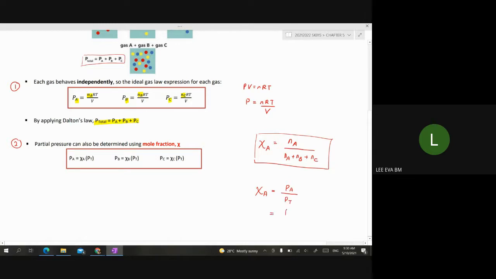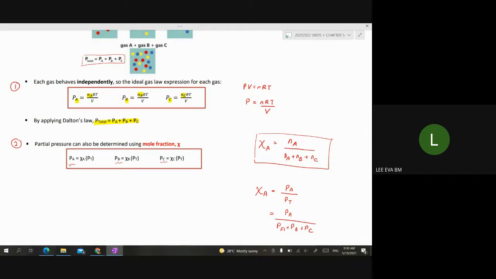And in this case, if you know already, how many gases do you have inside it? PA plus PB plus PC, which is the total pressure. Okay, so if you want to make PA the subject, you use the mole fraction multiplied by the total pressure. To find partial pressure B, mole fraction times the total pressure. Partial pressure C, you use the mole fraction C times the total pressure.